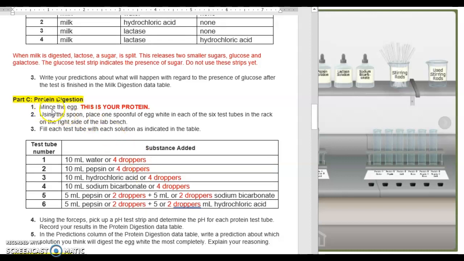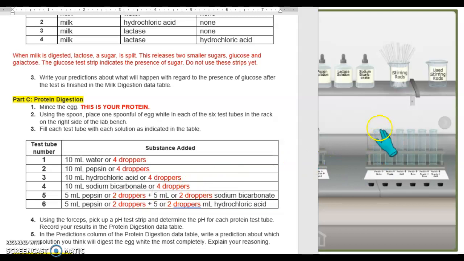We need to mince the egg, and remember that the egg in this simulation is our source for protein, the egg white, albumin. We're going to spoon the egg pieces into these 6 test tubes we see over here. And then we're going to add these amounts of various liquids into each of the 6 test tubes. So remember from part B, if you have 1 dropper full, that's 2.5 milliliters. So 10 mils would be 4 droppers, 5 mils would be 2 droppers.